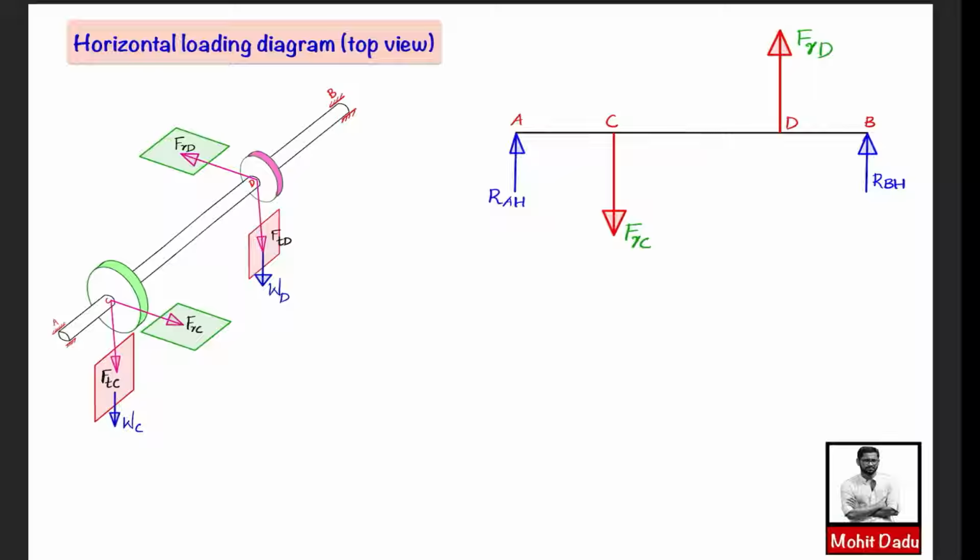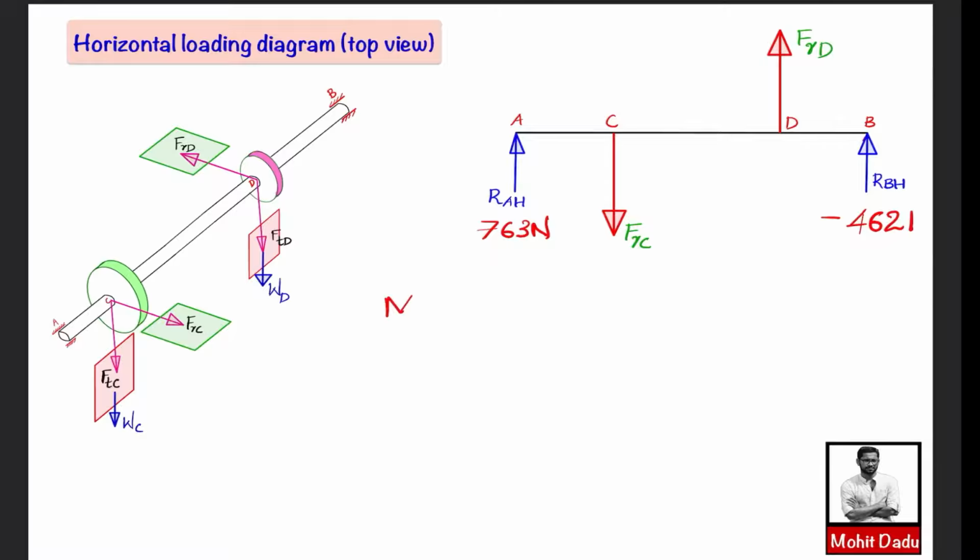If by solving you are getting a negative sign, then it means that the assumed direction you have to reverse. So if you are solving this one, you will be getting the value of RAH as 763 Newton, and RBH as minus 4621 Newton. That means you have to reverse this one.